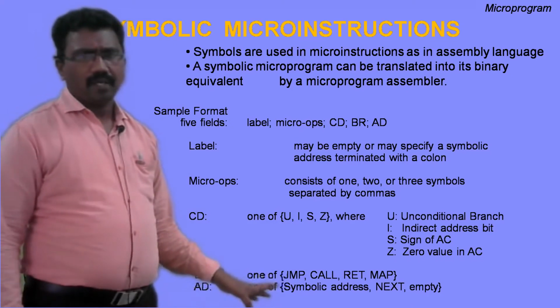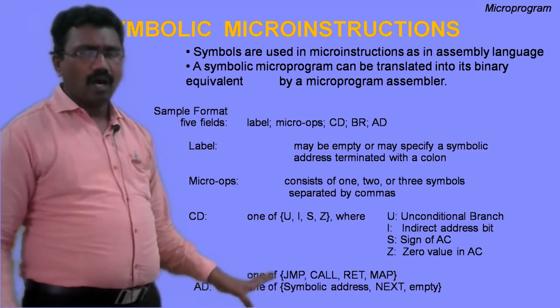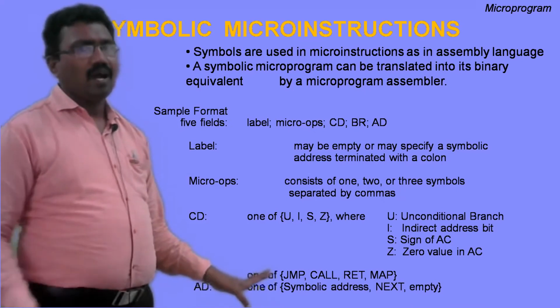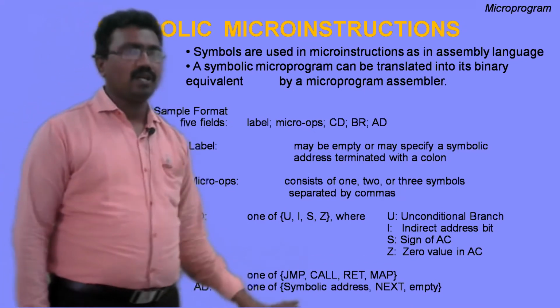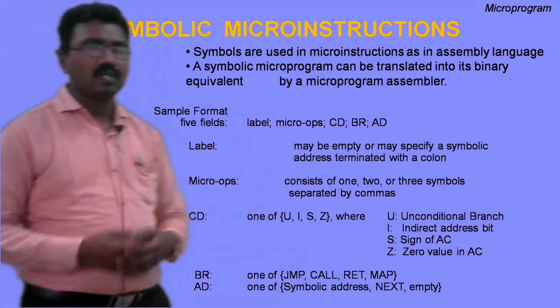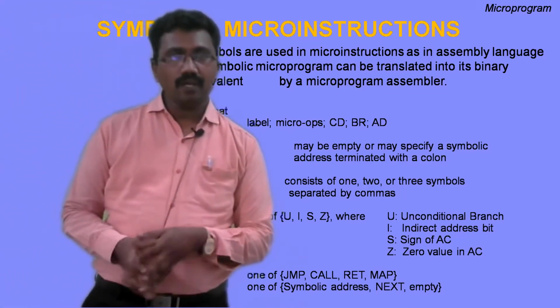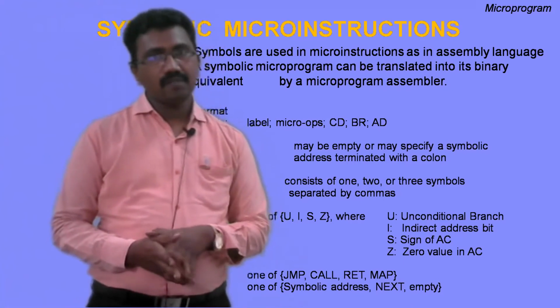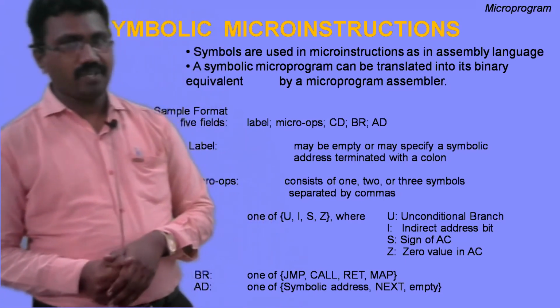And finally, the address field. It may be empty, or it may be the next symbol, or it may be a symbolic address, any symbolic address. That's about the symbolic microinstruction. A symbolic microinstruction contains five fields: label field, micro operation field, condition field, branch field, address field.